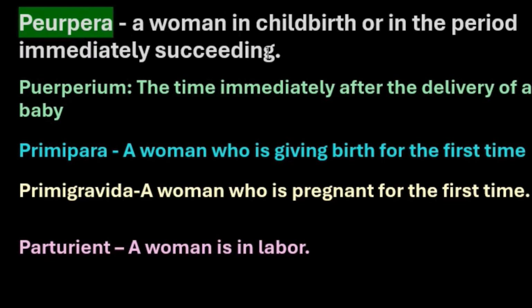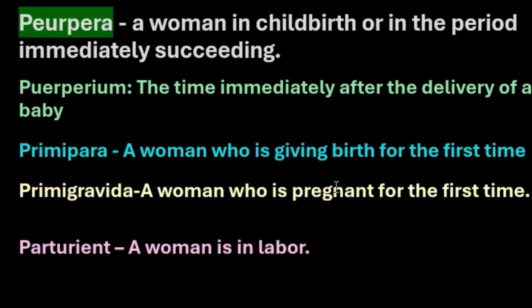Puerpera is a woman in childbirth or in the period immediately succeeding. So, the woman who has given childbirth is puerpera. Puerperium is the time immediately after the delivery of a baby. So, immediately after the delivery of the baby, that period is puerperium and that person is puerpera.